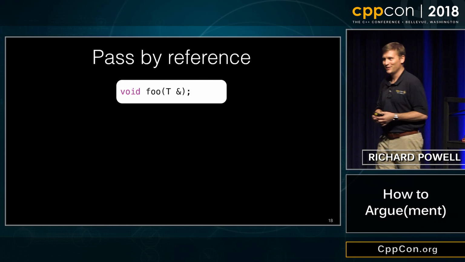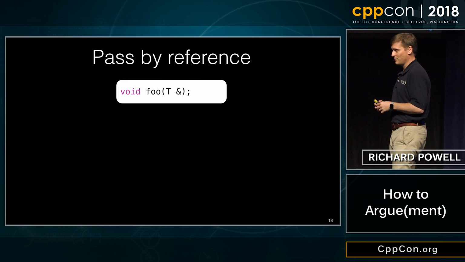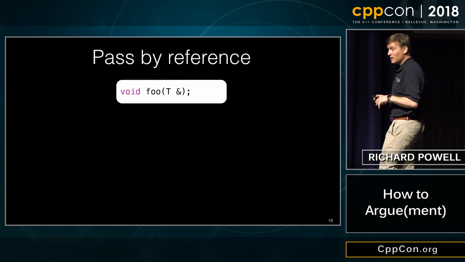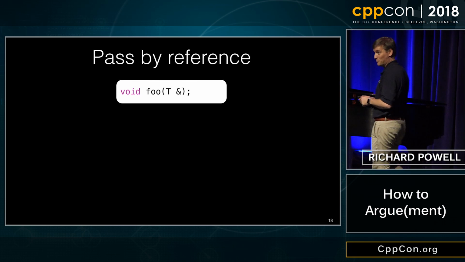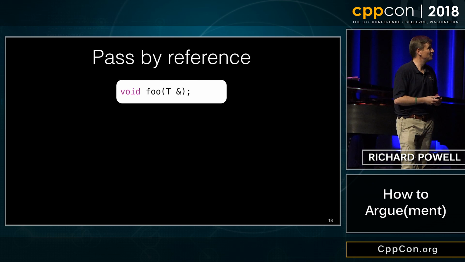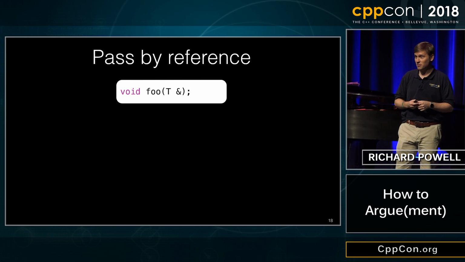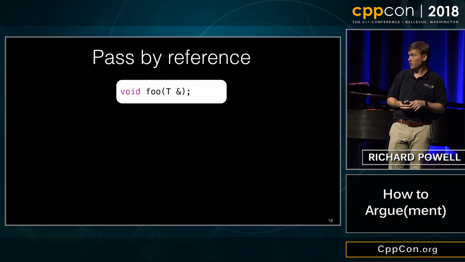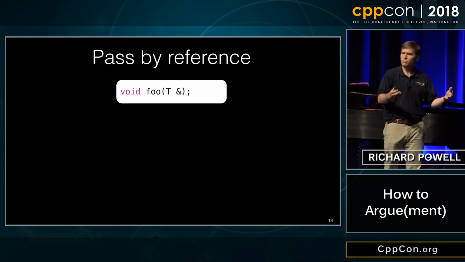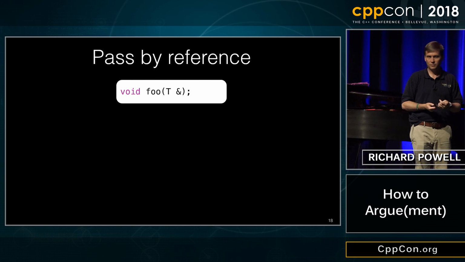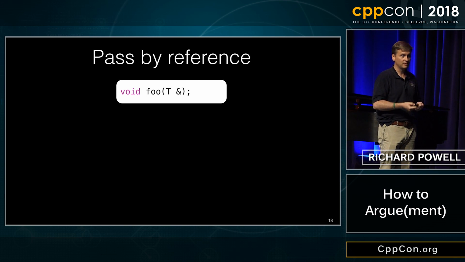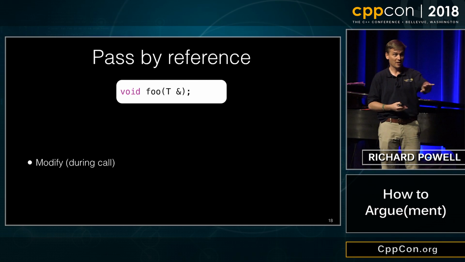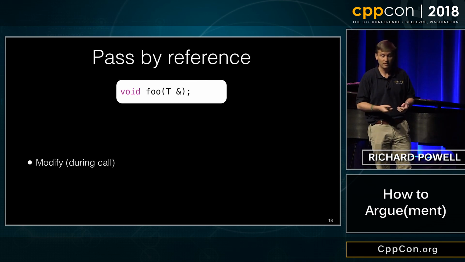Pass by reference. What would we call this? Output parameter? In-out parameter? Maybe it could be used in other ways. Is it always an output parameter? Is it always an in-out parameter? What do we know it's doing? It might modify. Yeah, I call this modify during the call. It could even be that it may not modify.